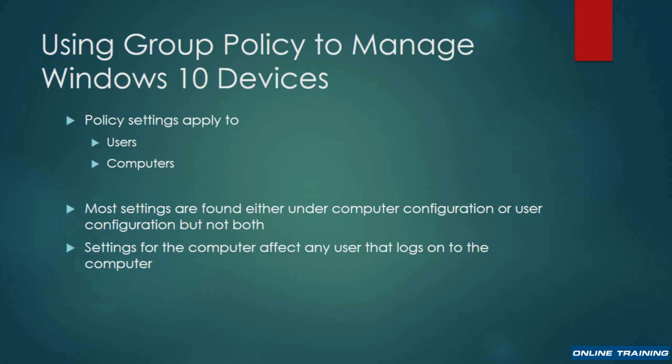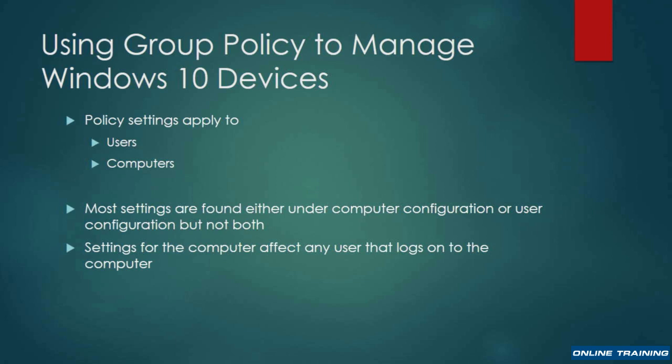Regardless of the type of setting, whether it's a setting or a preference, policy settings are going to affect both users and computers. Okay, now, most settings are found under either computer configuration or user configuration, but not both. If you configure settings under the computer configuration, you're configuring settings that will affect any user that logs on to a particular computer. Now, we are in the domain, and so I'm creating a GPO, but if I create a GPO that has a bunch of computer settings in it, then I need to make sure that it's being applied to computer objects, and we'll see how that is done.